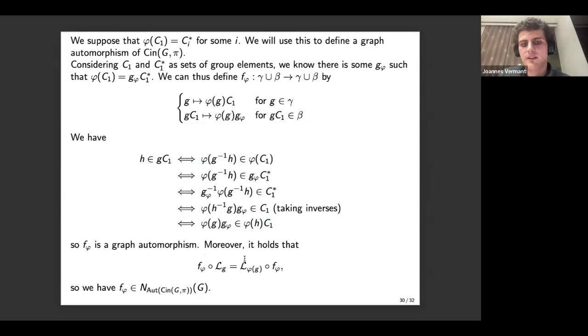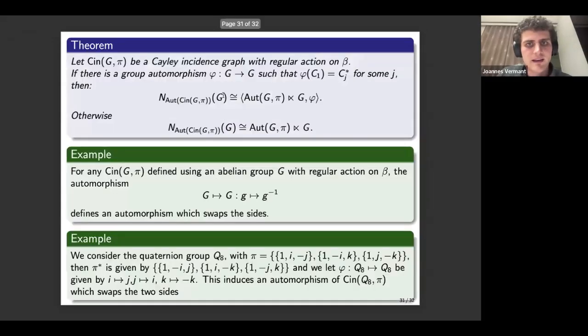And since we have this commuting relation between the action of G and this f of phi, we also see that it must be in the normalizer. And then we can basically sum up. So we have determined this normalizer of G inside of the automorphism group of a Cayley incidence graph.